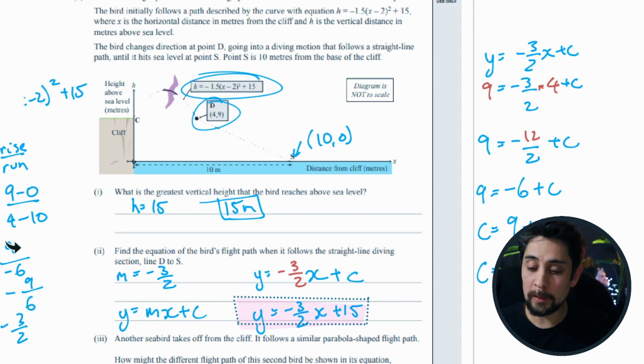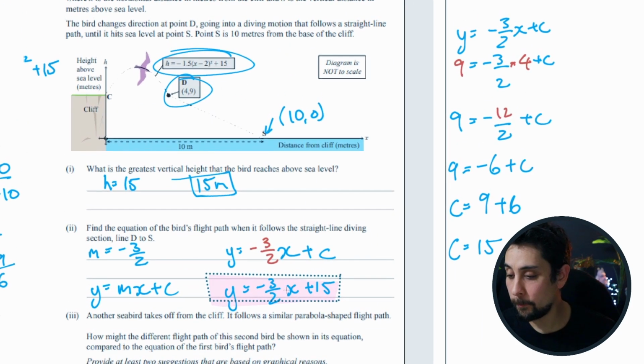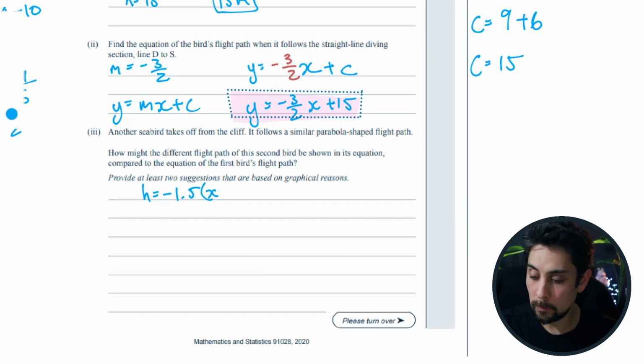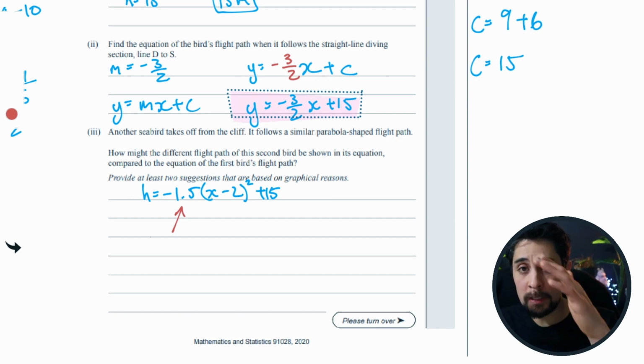So we're just looking at the parabola part, which is h equals negative 1.5 multiplied by, what was it? X minus 2 squared plus 15. So there's 3 main parts to this. First part is this part here. The negative 1.5 dictates how steep the curve is.